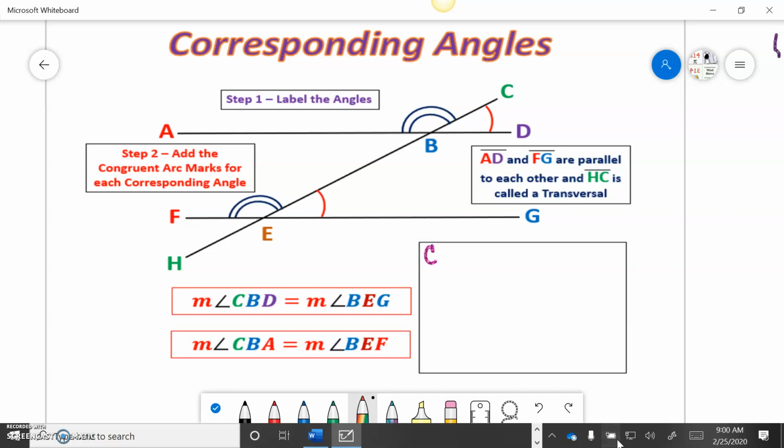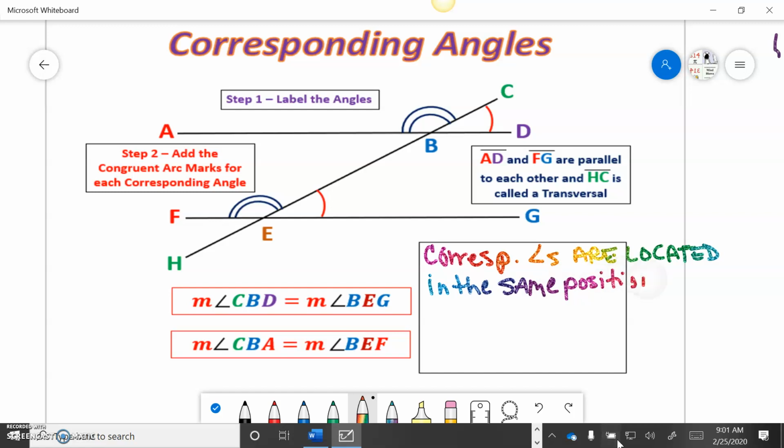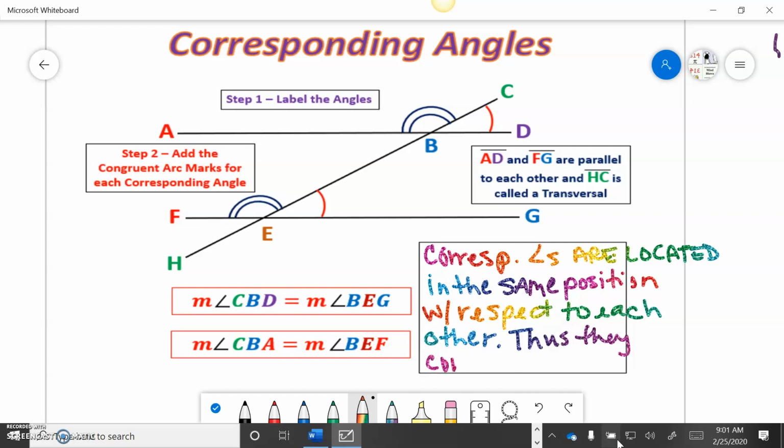Corresponding angles are angles that are in the same spot. Corresponding angles are located in the same position with respect to each other. Thus, they correspond to each other.